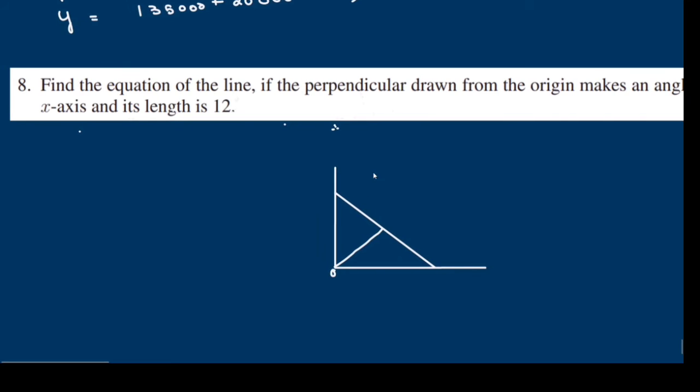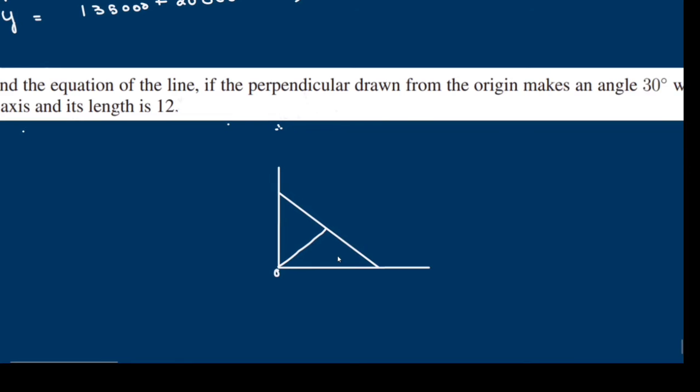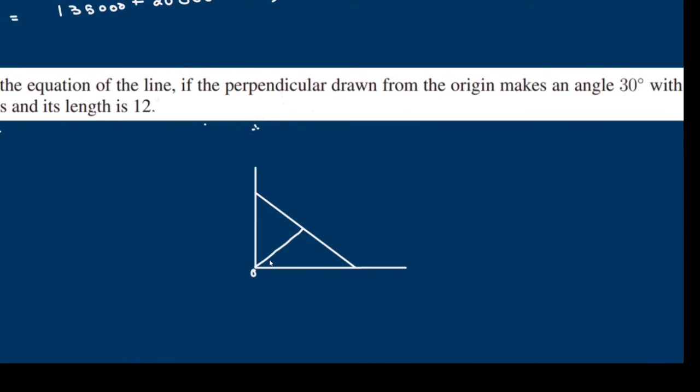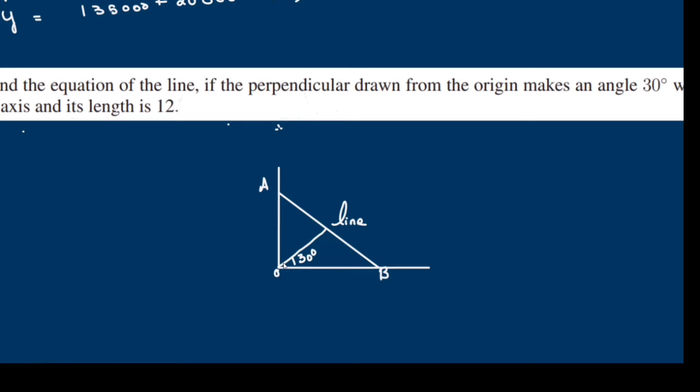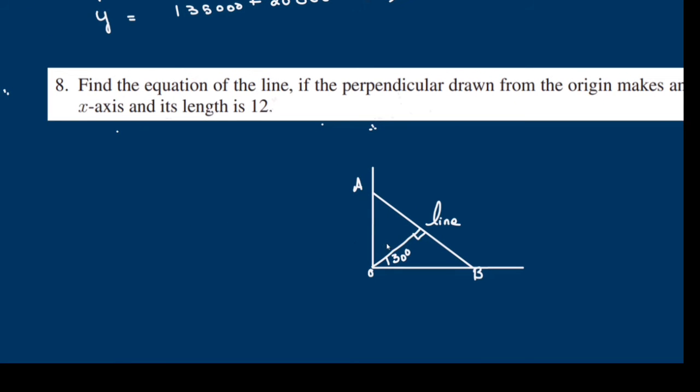Find the equation of the line if the perpendicular drawn from the origin makes an angle 30 with the x-axis. This is 30. You're going to find the equation of this line. Suppose you name this as AB. You're going to find the equation of the line AB. If the perpendicular drawn from the origin makes an angle 30 with the x-axis, and the length of the perpendicular is 12.